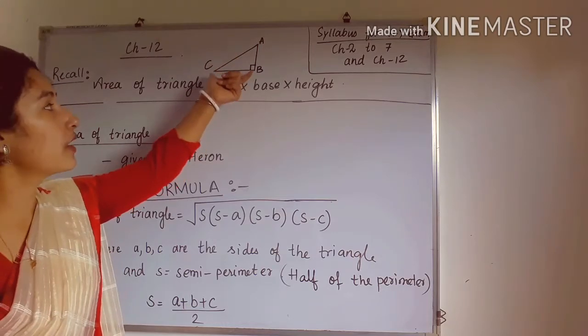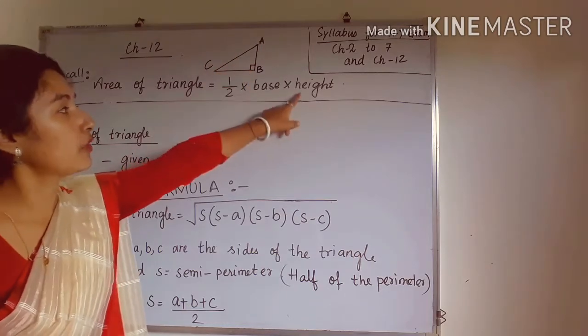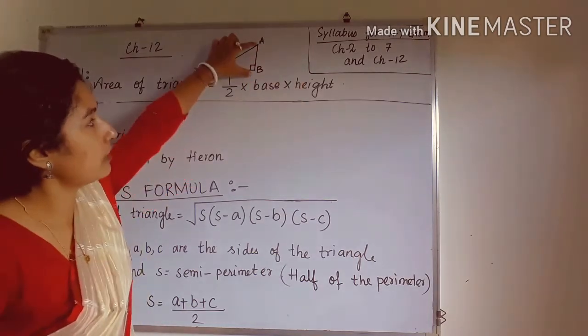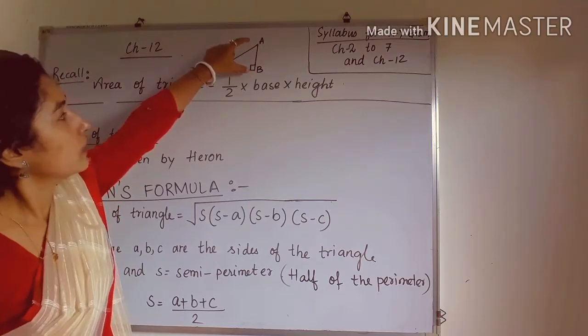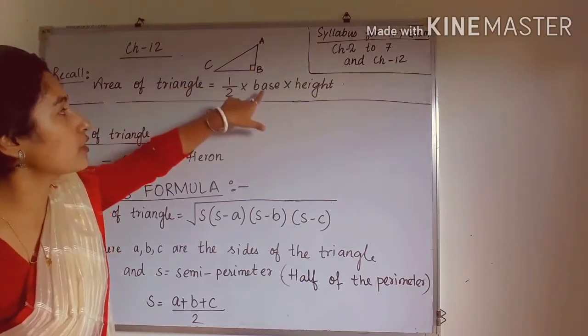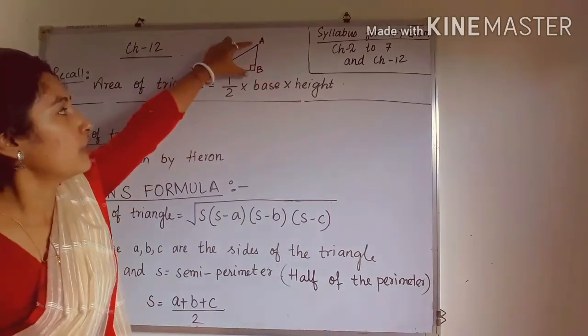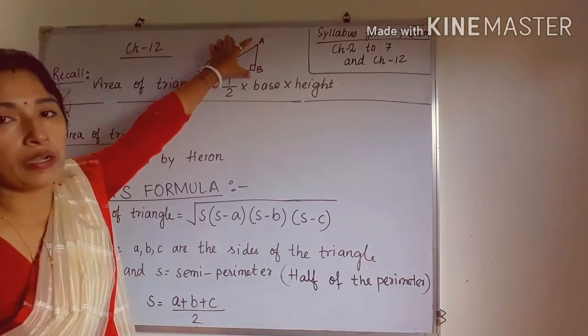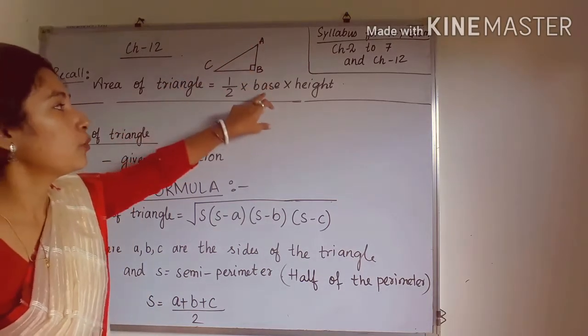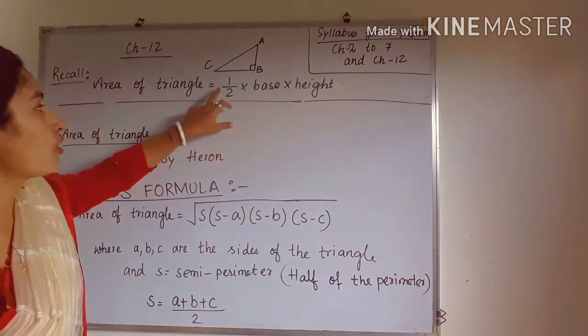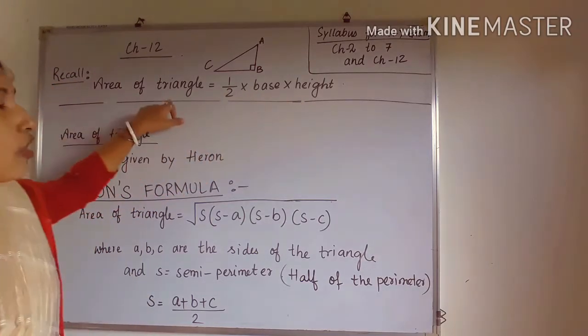Okay. So we can say here BC is the base, and what will be the height? Height will be this one. Okay. So the perpendicular, that is called a height. Okay. So in case of base we can write the length of BC, and in place of height we have to write the length of the perpendicular, that is AB. So by putting the values we can easily solve and we can easily find the area of triangle.